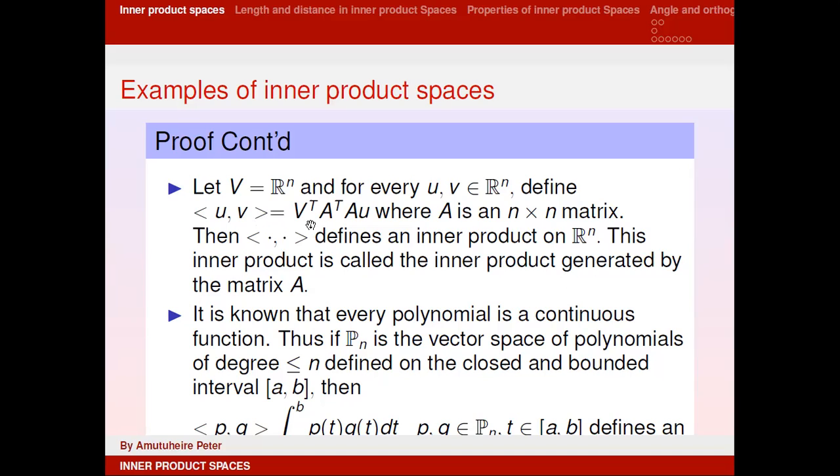So when we get V transpose times A transpose times A, then times U, we get an inner product which is known as the inner product generated by the function A. This is the third example of an inner product.